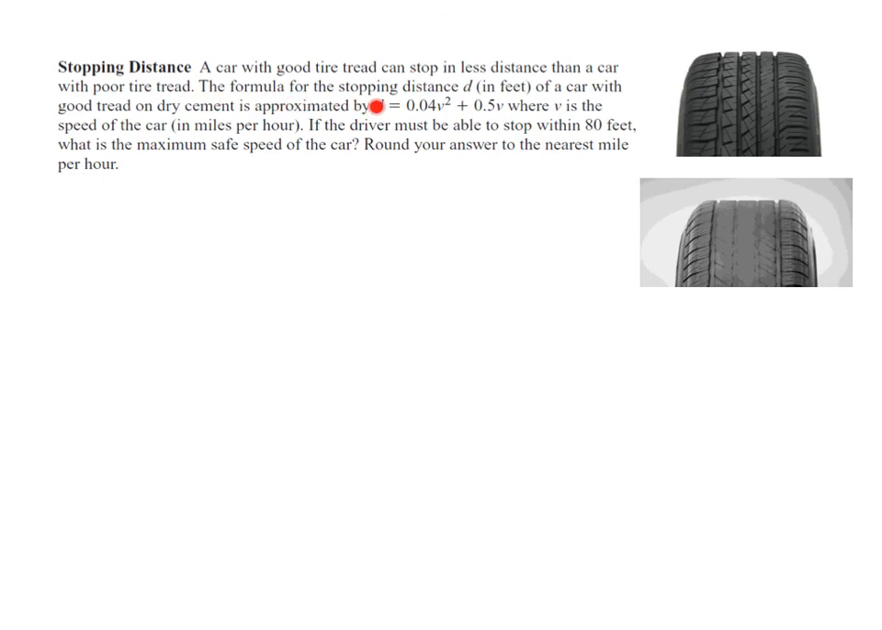The formula for the stopping distance, D, in feet of a car with good tire tread on dry cement is approximated by D equals 0.04 V squared plus 0.5 V, where V, the variable V, is the speed of the car in miles per hour. All right, so we are in the customary system of measurement, miles per hour, not kilometers per hour. If the driver must be able to stop within 80 feet, that's important. What is the maximum safe speed of the car? Round your answer to the nearest mile per hour.